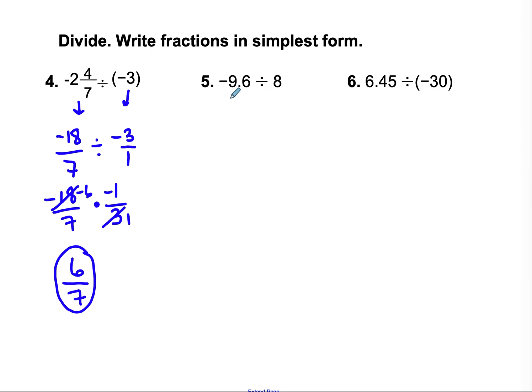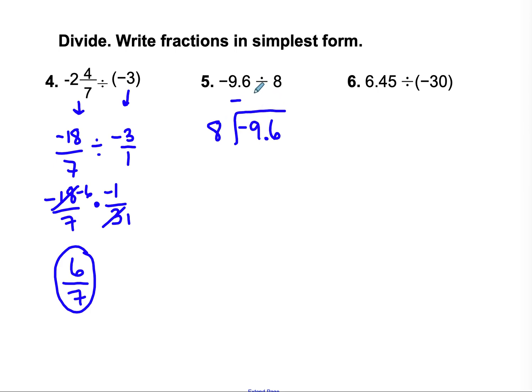All right, next one, negative 9 and 6/10 divided by 8. My second number is already an integer. I do not need to move decimals on this one. Negative 9 and 6/10 goes on the inside. 8 goes on the outside. Different signs, answer is negative, so I'm going to go ahead and put my negative sign up here.